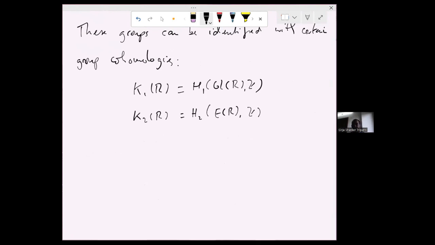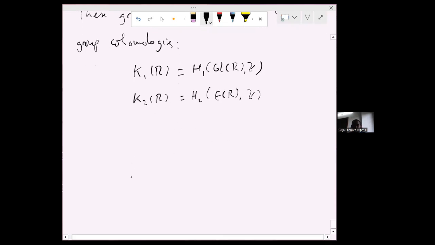So these groups can be thought of as certain group cohomologies, cohomology groups of groups with coefficients in certain modules over those groups. Okay, good, so that's one thing.